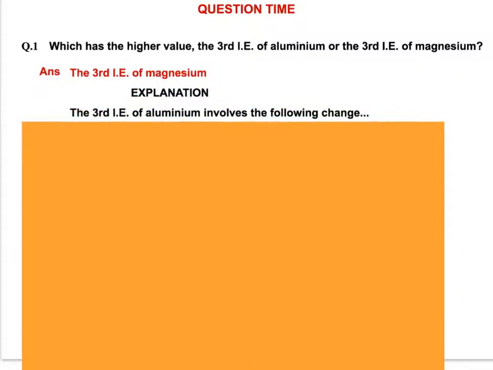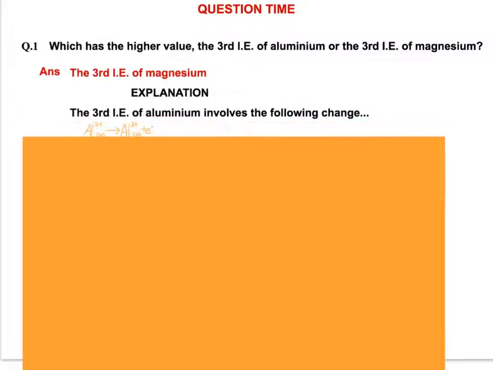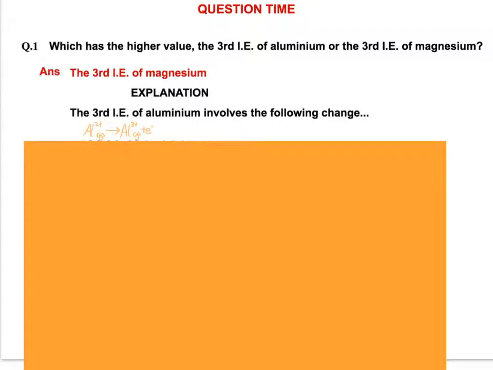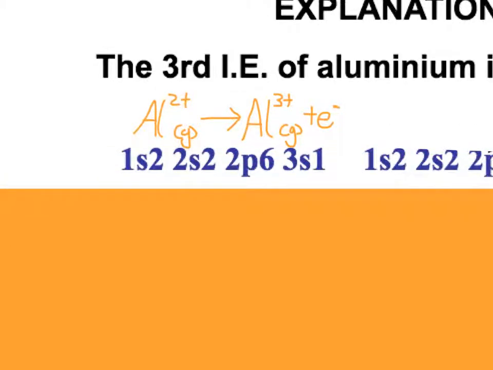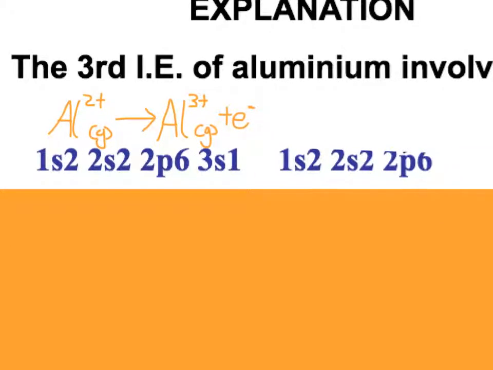So first off, we're going to talk about aluminium. The third ionization of aluminium involves the following change. I'm just going to zoom in here. You can see you've got an aluminium 2+ ion going to an aluminium 3+ ion plus an electron. Let's look at the electronic configuration. Aluminium 2+ has 1 electron in shell 3, and that's the electron you're removing.